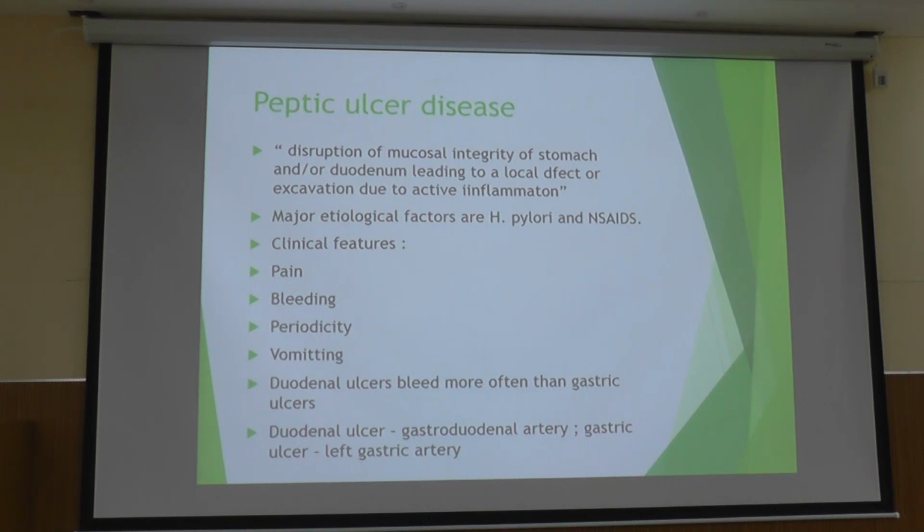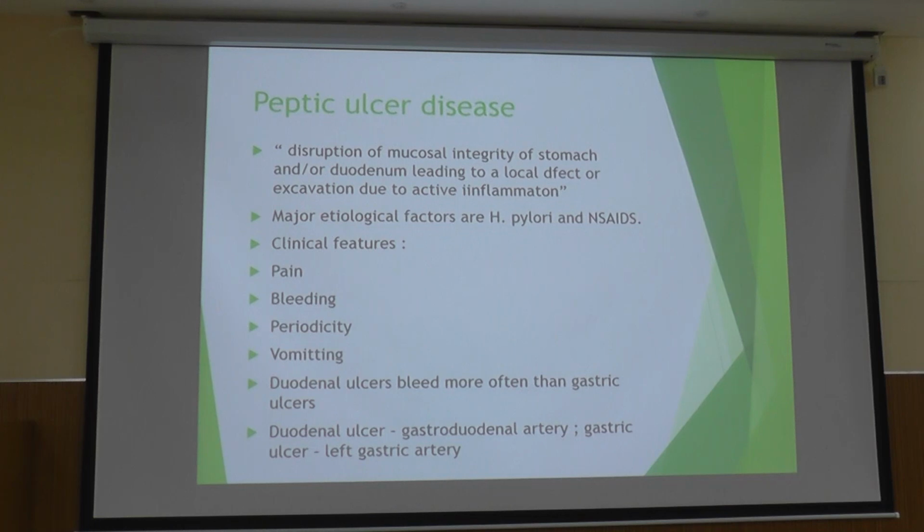So what happens is that in any ulcers, the bleeding won't be that severe. In peptic ulcer disease, the bleeding is not that severe unless the ulcer is located just above a main vessel, like in the duodenum, superficial to the gastroduodenal artery. Gastroduodenal artery is a branch of the common hepatic artery. So GDA is a branch of the common hepatic artery.